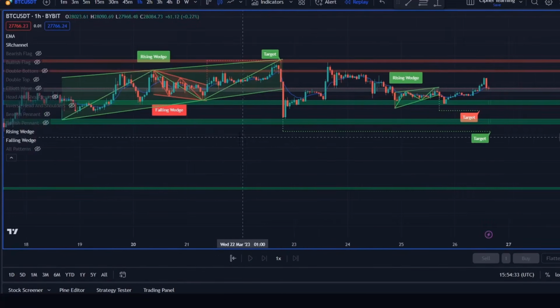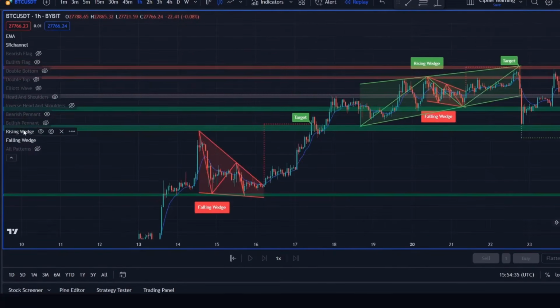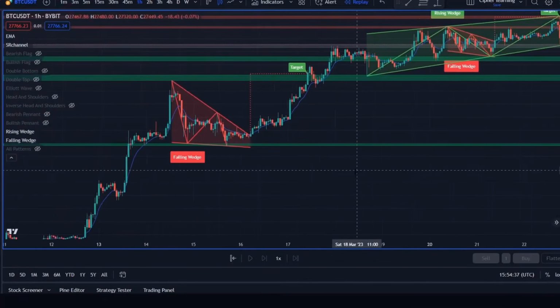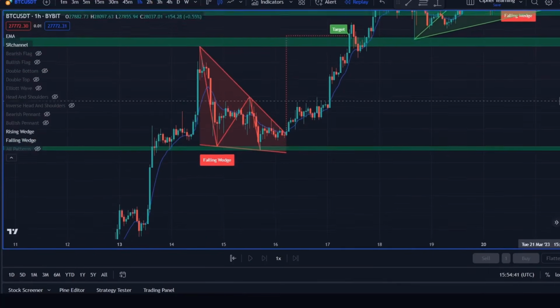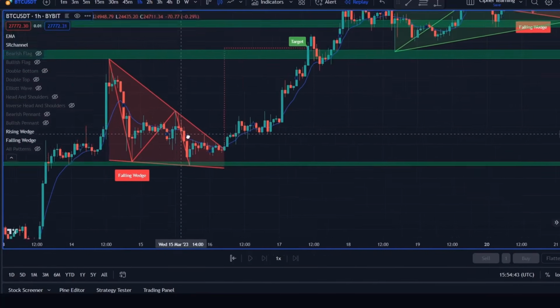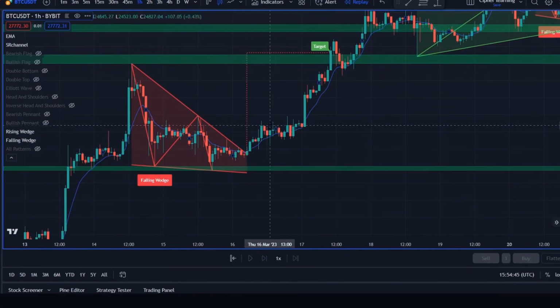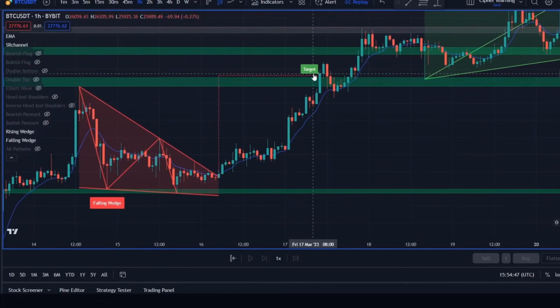As a small example, here we have, what do I have here? I've got a rising wedge and a falling wedge in here. Here we have a small example of a falling wedge, which also played out beautifully even. So here was the breakout, and if you look here, that's the price target.